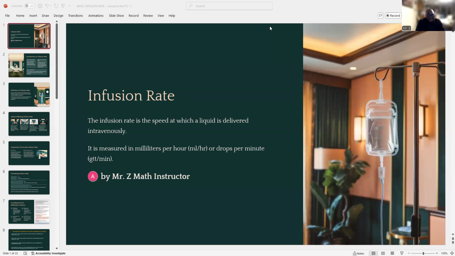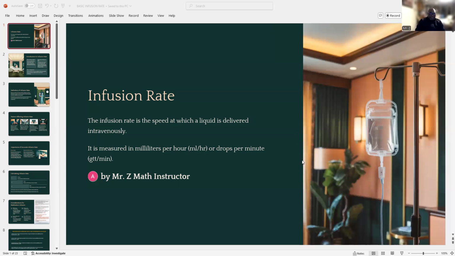So today's session is for anyone who has learned about infusion rate and forgotten about it and just needs to get some refresher, or someone who is in nursing school, or anybody out there who just wants to have an idea about the infusion rate and the drip rate.